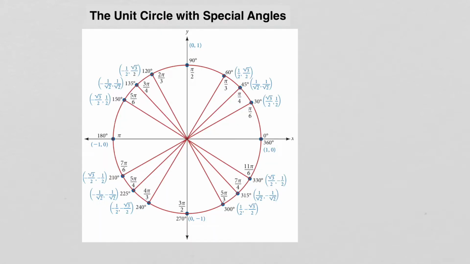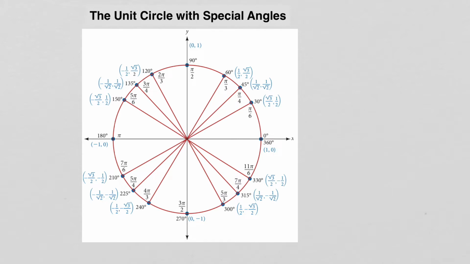And now I want to show you the unit circle with special angles. So here we have the unit circle, which is the circle centered at the origin, radius equal to 1 unit. And I have superimposed all of the special angles on this unit circle. So for example, here is the angle 30 degrees, which is equivalent to pi over 6 radians. Here is the angle 45 degrees, which is equivalent to pi over 4 radians, etc.